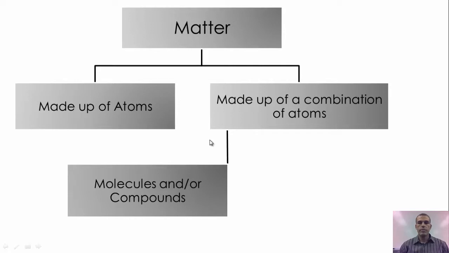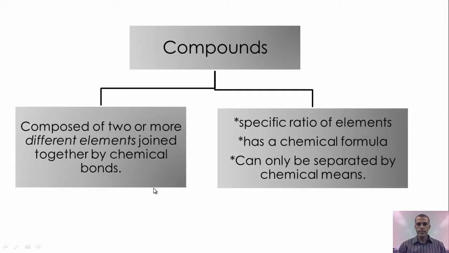But they're also made up in different combinations. Okay, you could have what we refer to as molecules or compounds. So let's first talk a little bit about compounds. Compounds are composed of two or more different elements joined together by chemical bonds. So this is the key here. We're looking at compounds as different elements bonded together chemically.